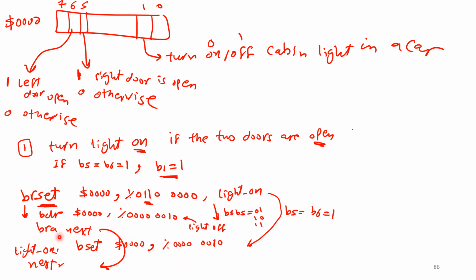If you forget this one, you are going to turn the light on no matter what. So in all cases, you are going to turn the light on. If you jump here, I'm going to turn the light on. If the branch is not taken, I go this way, and I'm going to turn the light on anyway. Okay, guys, any questions?